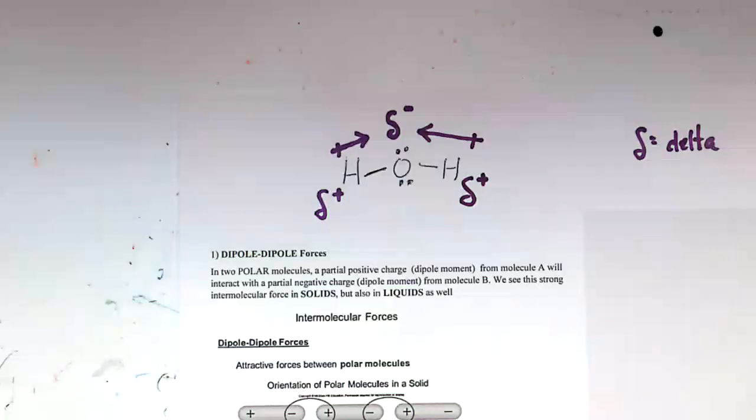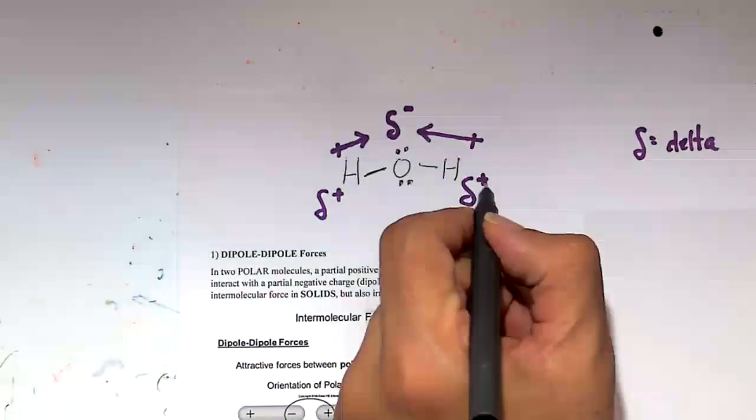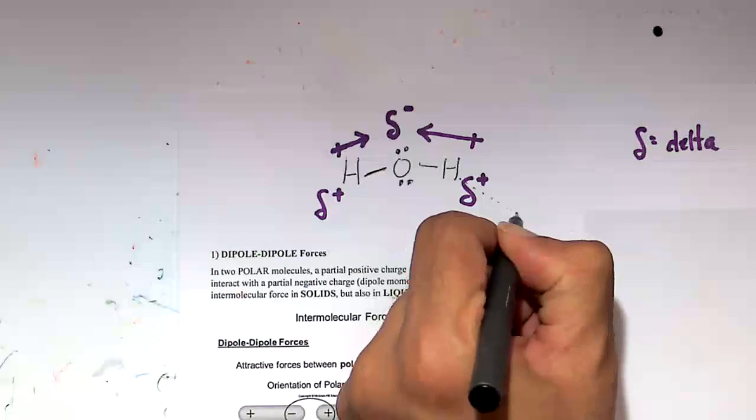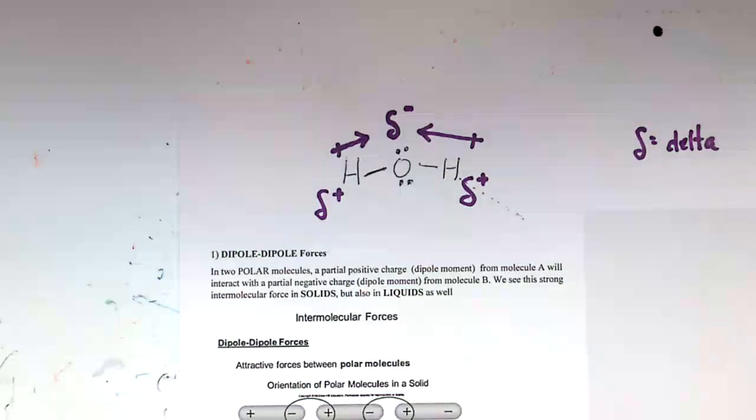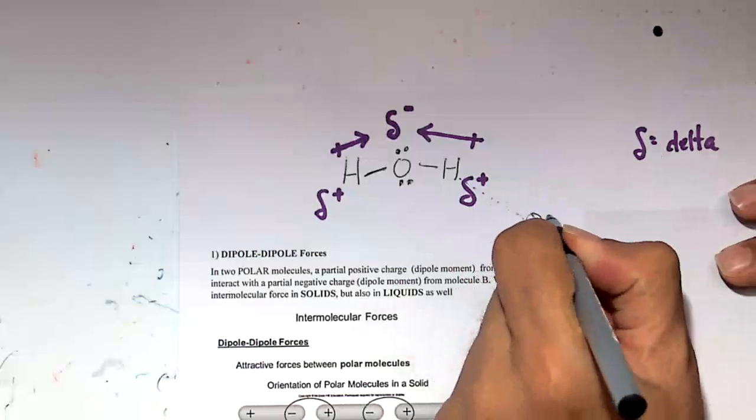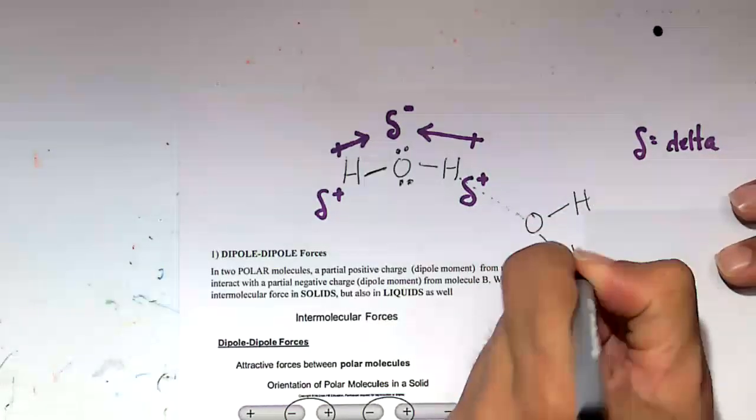It can interact. What can it interact with? What do partial positives interact with? They interact with negatives, or they can interact with partial negatives. Okay, how about, let's say, we make this interact with a partial negative of another water molecule, right? Can it? It can. So this partial positive can interact with a partial negative of a water molecule.